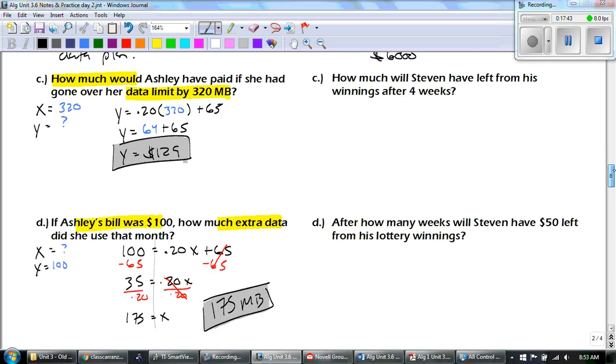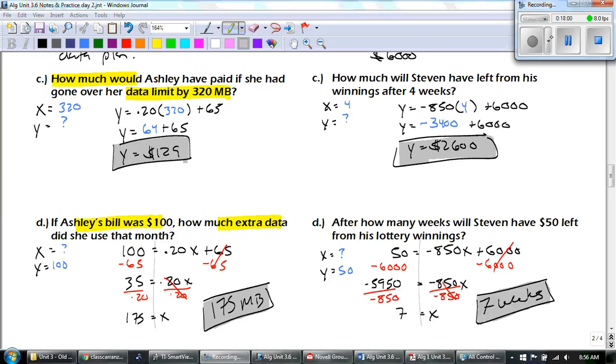Okay. C and D, you guys are on your own. I'm not even going to read them to you. You guys got to do it by yourself. All right, pause the video. Good luck. Okay, for C, after 4 weeks, Steven had $2,600. And D, when would he have $50 left? And that would be after 7 weeks.